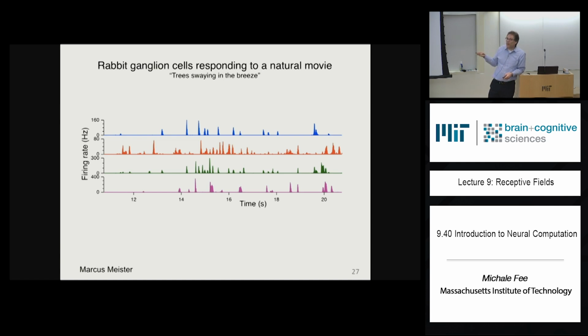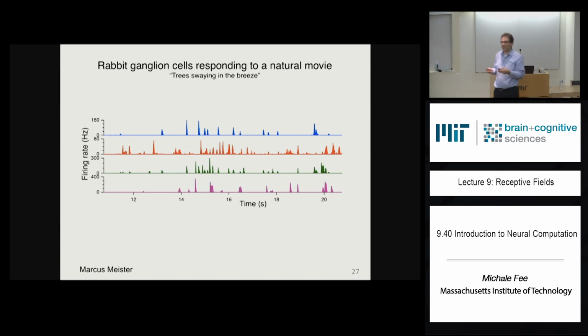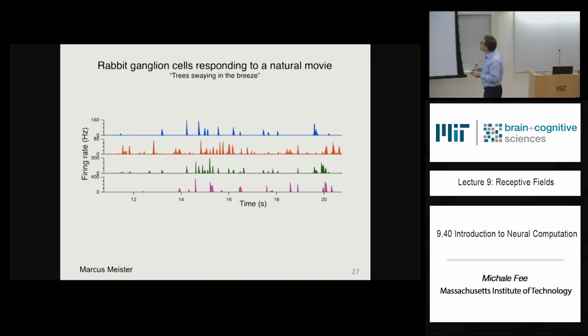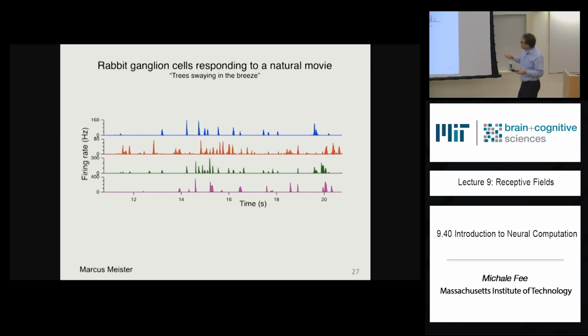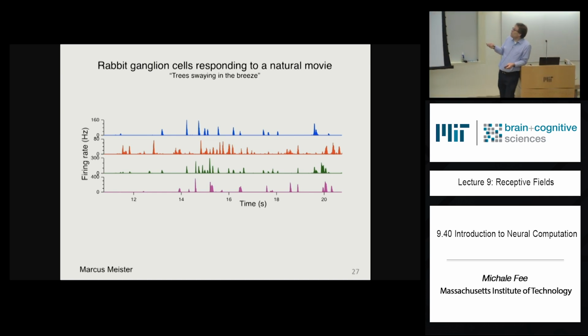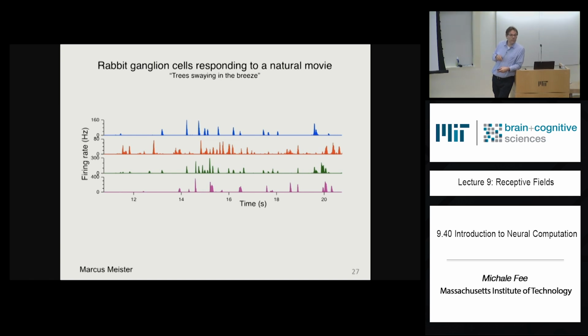Okay, so how do we figure out what each of those neurons is actually responding to in this movie? Okay, so what we can do is you could imagine doing a spike-triggered average of these neurons to the movie that's playing, the trees swaying in the breeze. But why would you not want to do that? Why would that be a bad idea?